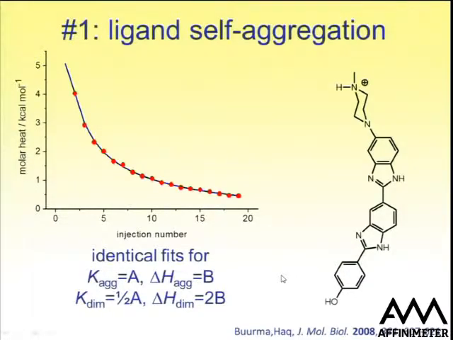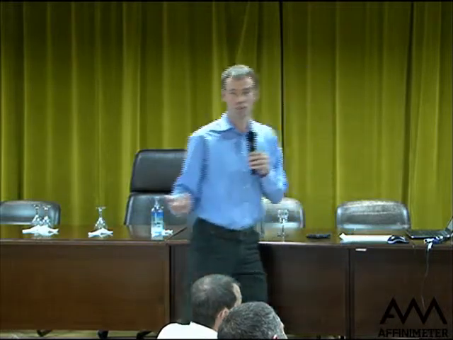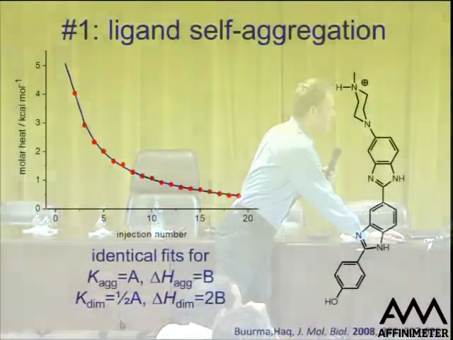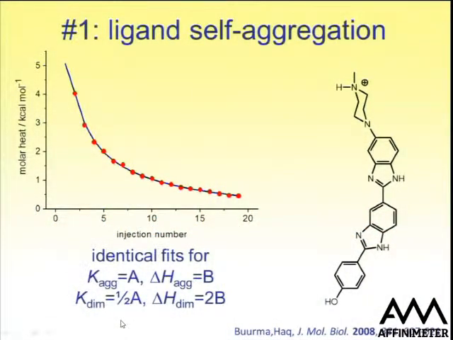The problem with this type of data is that you get identical fits for two different models. So there is a stepwise aggregation model, and if your stepwise aggregation model says your equilibrium constant is A and your entropy of interaction is B, then a dimerisation model gives exactly the same fit. The only difference is that it will tell you that your equilibrium constant is half of A and your delta H of dimerisation is 2 times B.